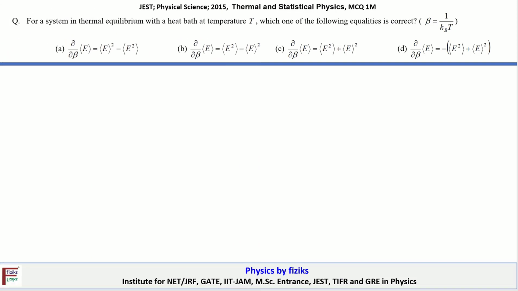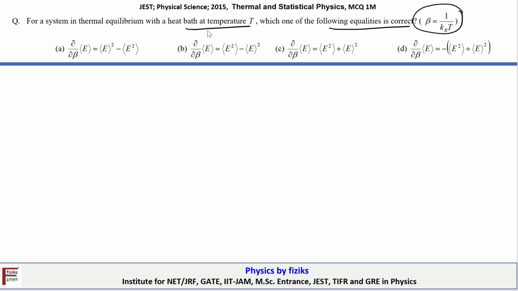So in this video we are going to talk about the question in thermal and statistical physics which appeared in the JEST 2015 examination. So let's continue with the first problem. The statement is, for the system in thermal equilibrium with the heat bath at temperature T, which one of the following equalities is correct? So here beta is given to be equal to 1 by kT.